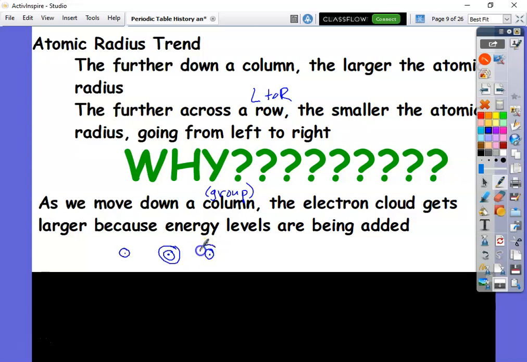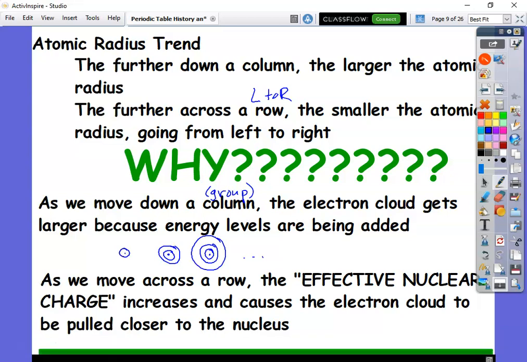The third row on the periodic table means we have 3 energy levels of electrons, and so on, all the way up to 7. And so going down a column, we would see just more and more layers of electrons being added. And remember what's happening. Every time we have a new layer of electrons, we have that repulsion happening between electrons. So the more energy levels that we add going down a column, every step of the way, that atom gets larger and larger. Now, what about going across a row?